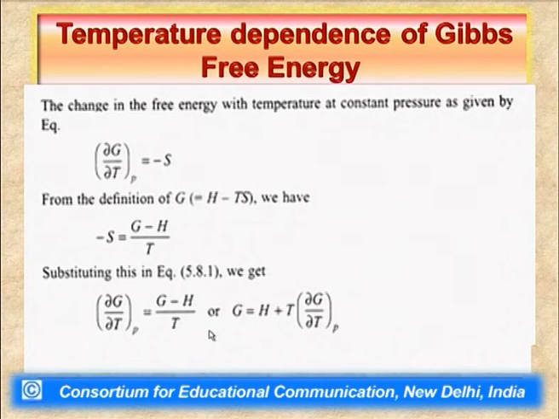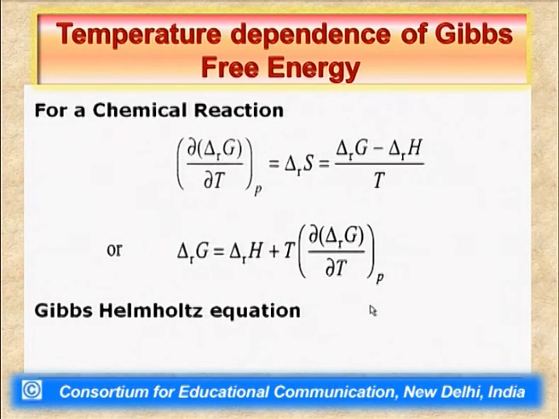Now you can further rearrange this equation, you can take this T to the left hand side, multiply T with the differential coefficient, and then you can take enthalpy to the left side, and what you get is G equal to H plus T into del G by del T at constant P. Now, for a chemical reaction, the same equation modifies: instead of del G by del T, we can write del delta R G by del T at constant P, which is equal to minus delta R S.